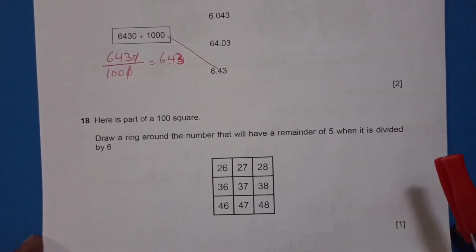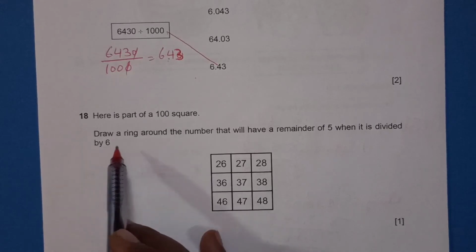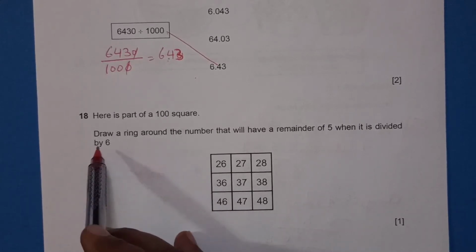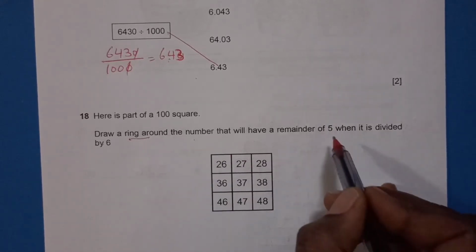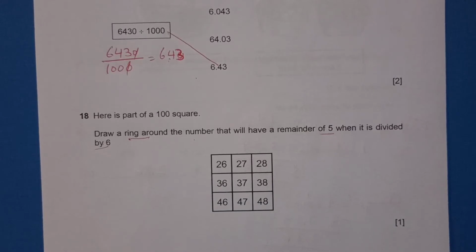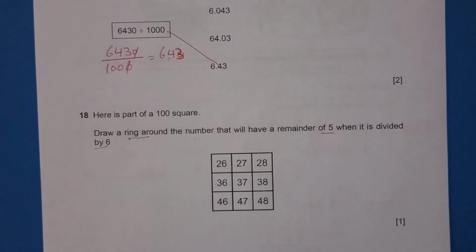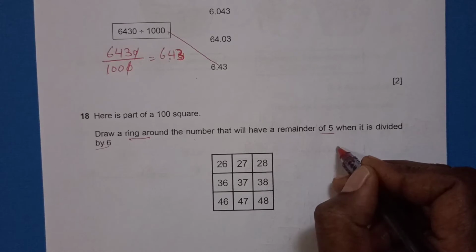Question number 18. Here is a part of a 100 square. Draw a ring around the number that will have remainder 5 when it is divided by 6. So we are looking for a number that when you divide by 6, your remainder should be 5. So as you can see, we can just write the table of 6 here. That will make our work easy.